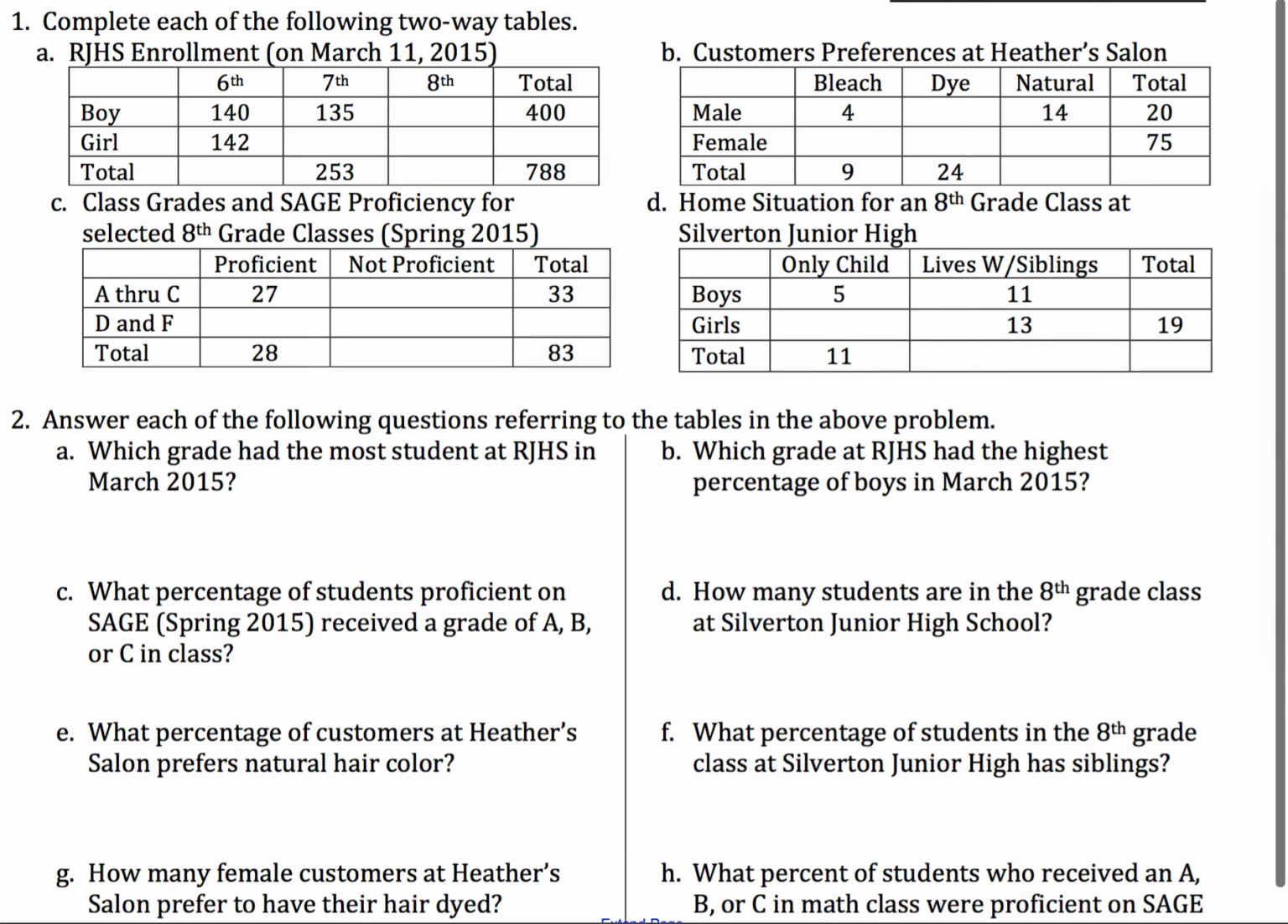Okay, all right, here's your assignment. On this, number 1, you're just going to be filling in those 4 tables. Number 2 asks questions about data in these tables. You may have to do some calculations. Please read the questions carefully. It makes a difference if they say of the total or of boys. It depends on what you'll need to divide by.